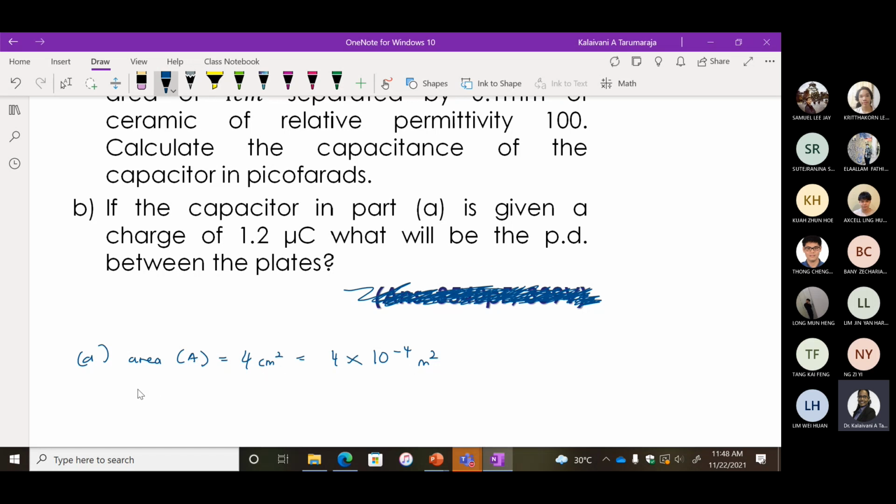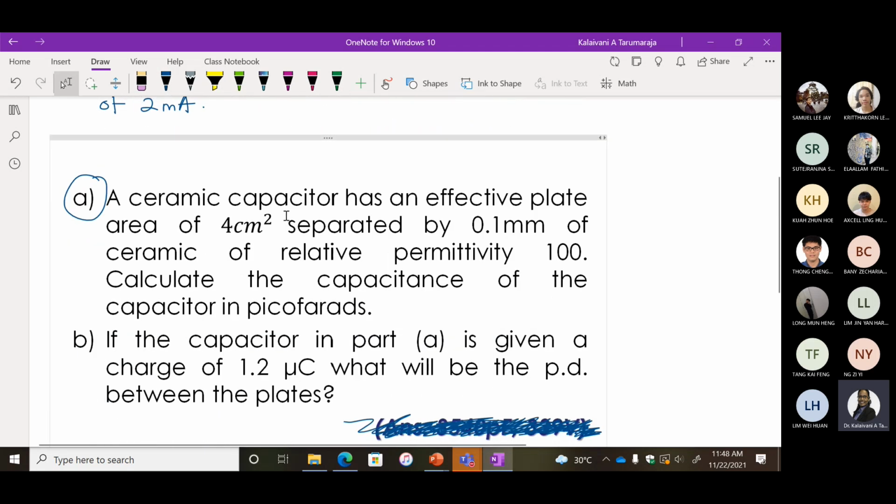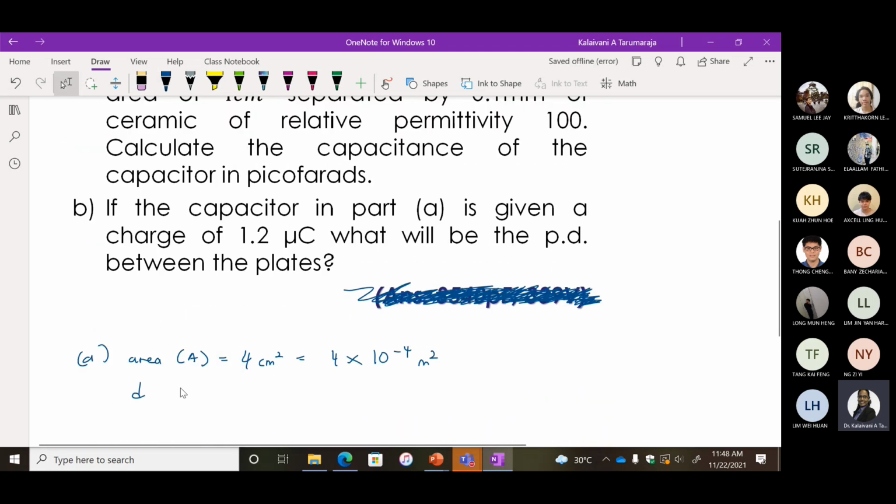Next you have the d. d means the distance. Let's see how much distance they gave you: it is 0.1 mm. Since they don't have any power here, we can directly write the answer in milli, so times 10 to the minus 3 meter. Take note that the reason Miss has minus 4 is due to your power of 2, because of the area power of 2.